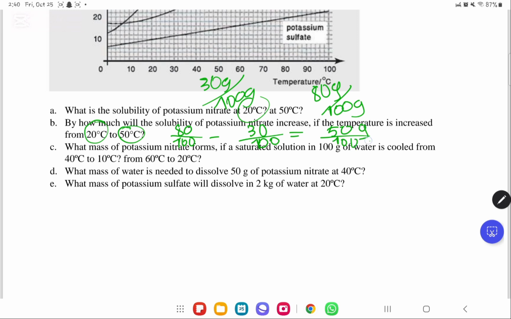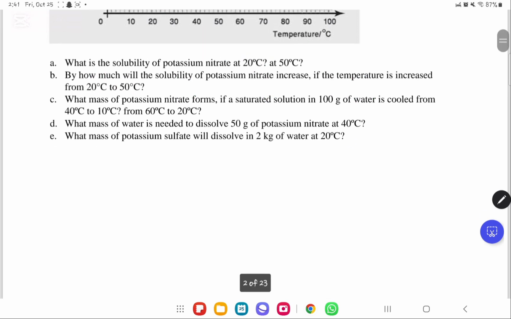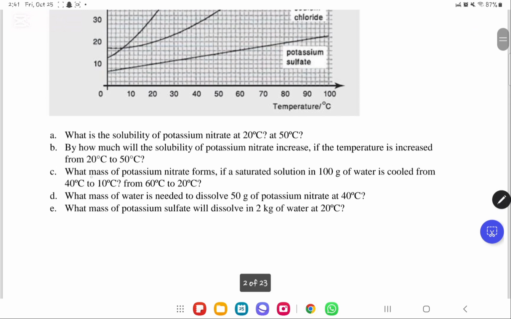But please don't do math and put it in simplest form, just keep it 50 over 100 grams, okay? So part B is 50 over 100 grams. Now, what mass of potassium nitrate forms if a saturated solution in 100 grams of water is cooled from 40 degrees to 10 degrees?